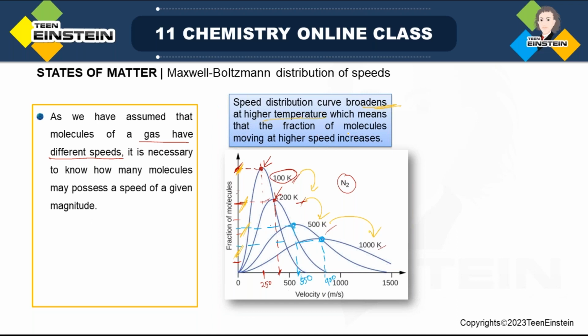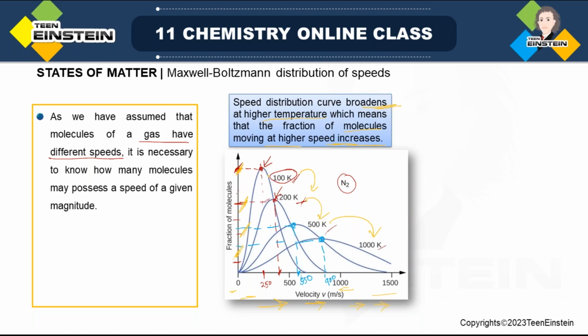Now it means that the fraction of molecules moving at higher speed will increase. As it is broadening, the graphs are shifting from left to right as you are increasing the temperature. Now you are gradually moving towards 1000 or 1500, starting from 0, because it is moving from left to right, it is broadening. So obviously the fraction of molecules moving at higher speed will increase.